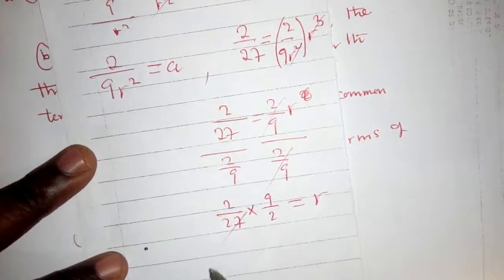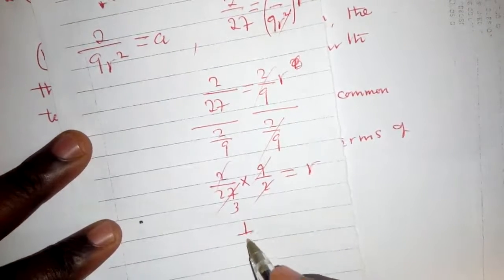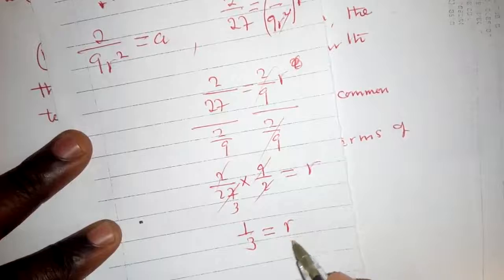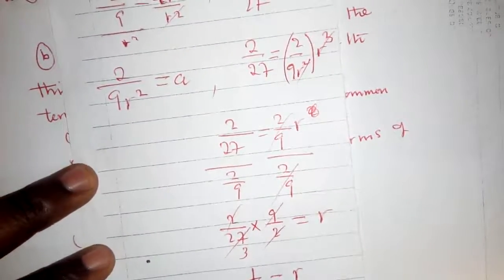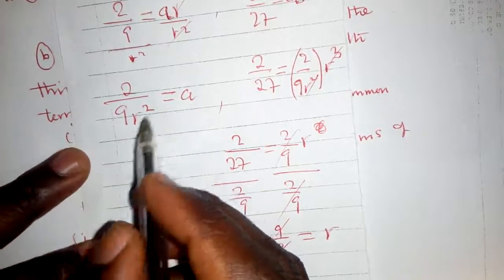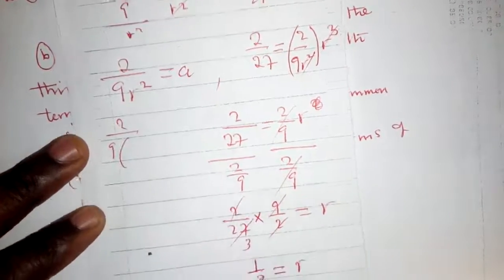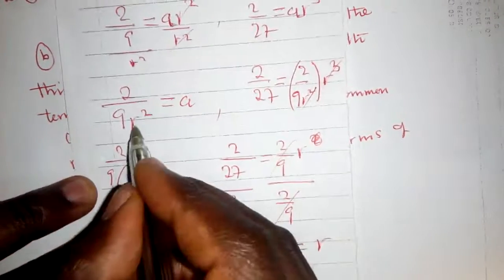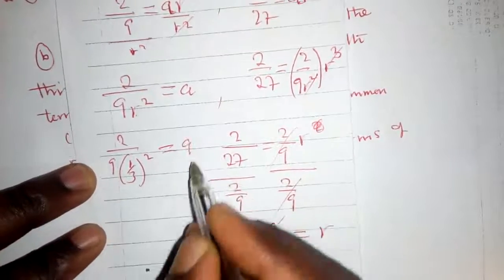Yeah, this is how it will look. So this can go into this 3 times, this and this will go. So our r will be 1/3. This is our r. Since we have found our r, we put it here and solve for a. So it would be 2/9. Here this r is 1/3, so we put it here, 1/3 squared is equal to a.